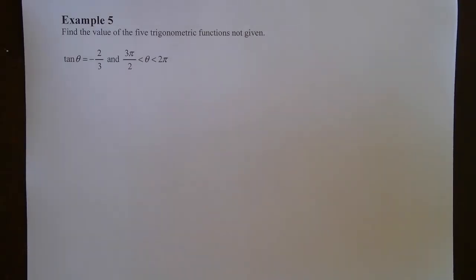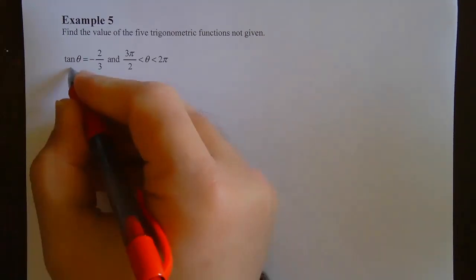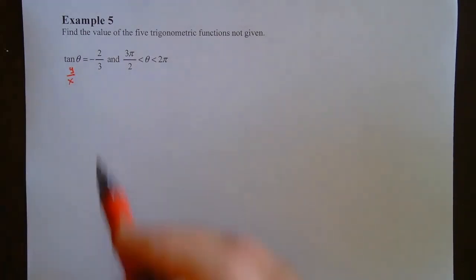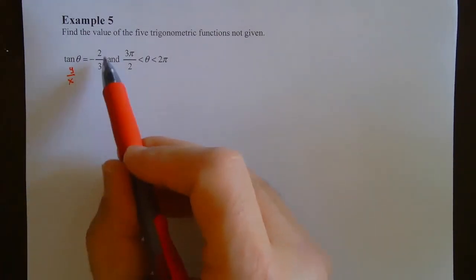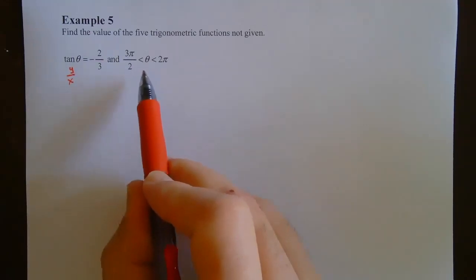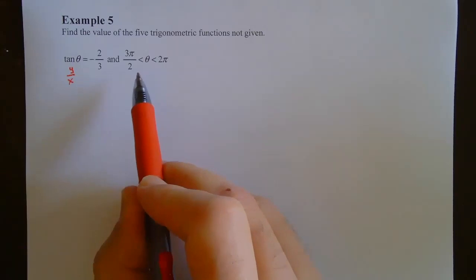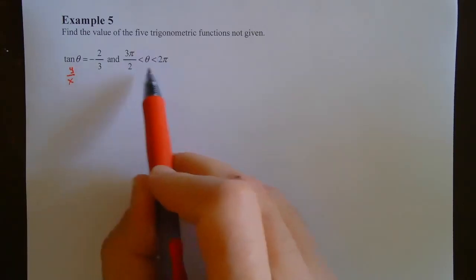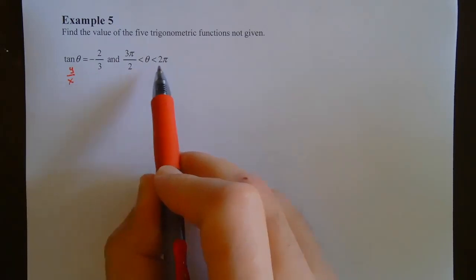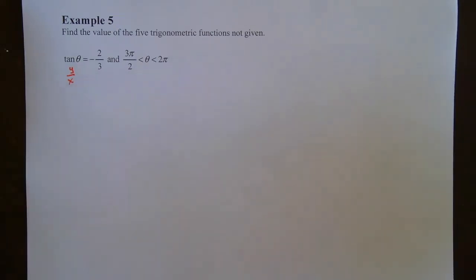Okay, so example 5 is kind of similar to example 4 in that I gave you a trig ratio, tan theta, right? And I know that this is y over x, okay? So, all right, and I know that ratio is negative 2/3, okay? But here, instead of telling you something about another trig function, what I'm telling you here is that this angle theta is between 3 pi over 2 and 2 pi. All right, so what does that tell you?